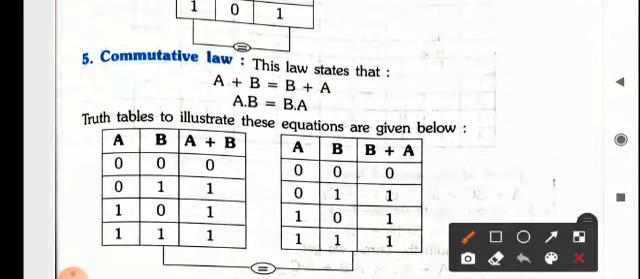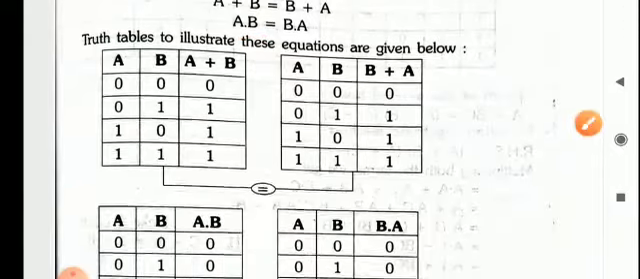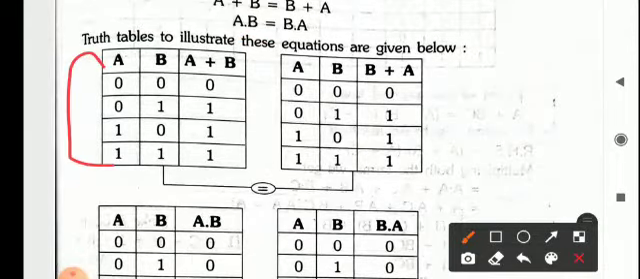Okay, then we have the commutative law. Commutative law, what does it say? A plus B is equivalent to B plus A, and A multiplied by B is equivalent to BA, that is B dot A. And the proof of this is given through a truth table also. You can see both are equivalent.